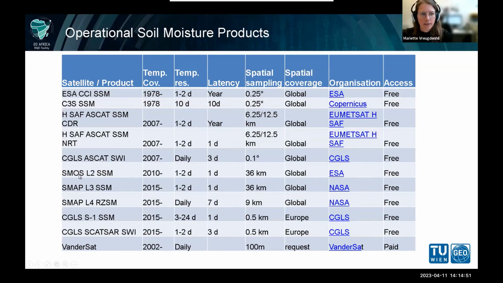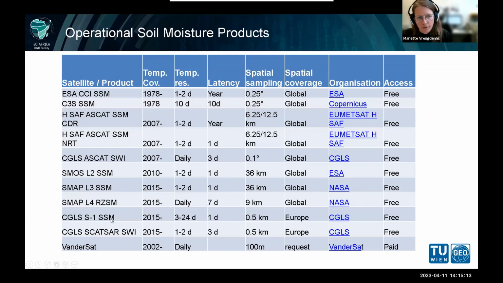Then there are the ESA and NASA satellites, SMOS and SMAP, and they were launched respectively in 2010 and 2015. And they are also available in near real time, and they have a temporal resolution of 1 to 2 days and a spatial sampling of about 36 kilometers.